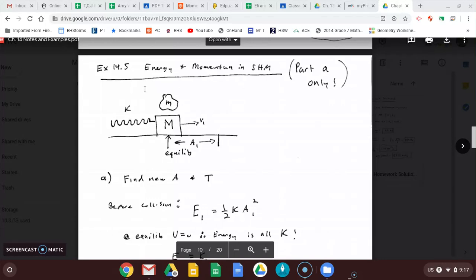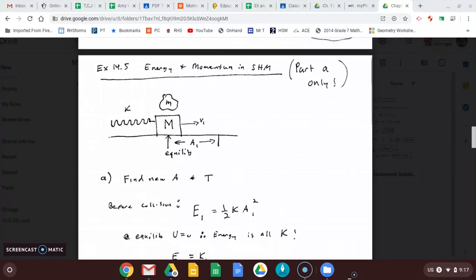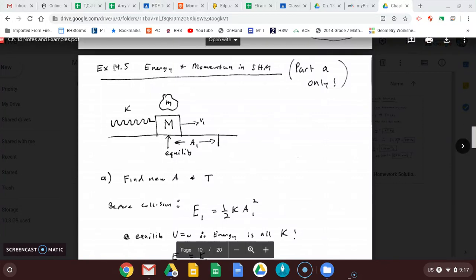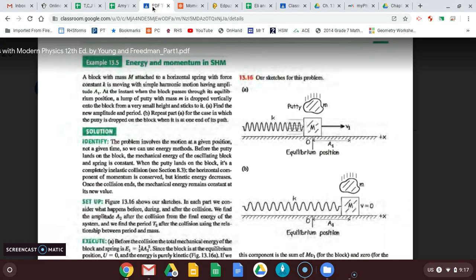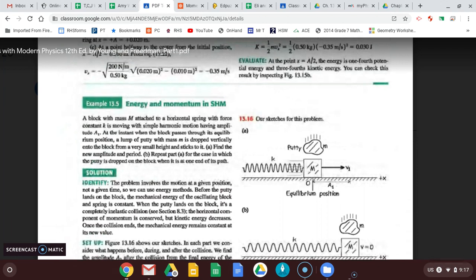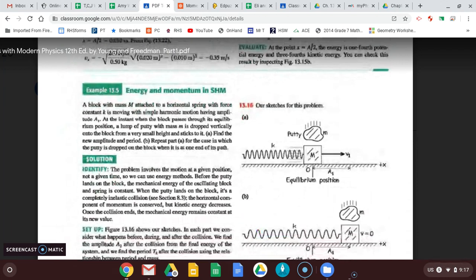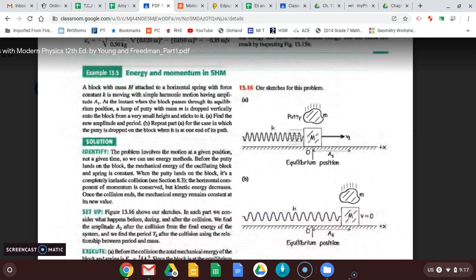All right, guys, we're going to cover the final example in chapter 13, section 3. And again, ignore the example 14.5 in my notes. These are written for your new textbook. This is example 13.5 in your online textbook, which is on page 431 of it.